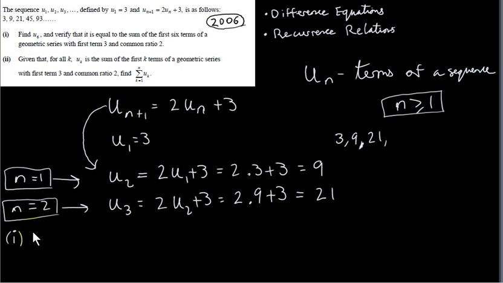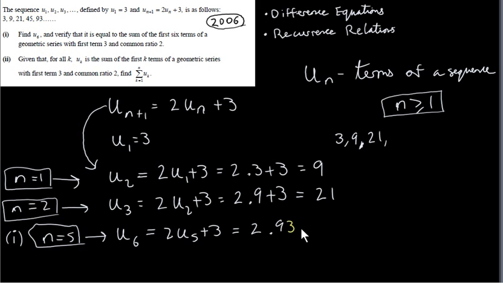Now, in part 1 we want to find u6, the 6th term. To do that, we let n equal 5. So we get u_{5+1}, which is u6, which is what we're after, equals 2 times u5 plus 3. Now u5 is actually given to us. u5 is 93. So our sequence is 3, 9, 21, 45, 93, and we're going to calculate u6. It's 2 times 93, that's 186 plus 3 is 189.